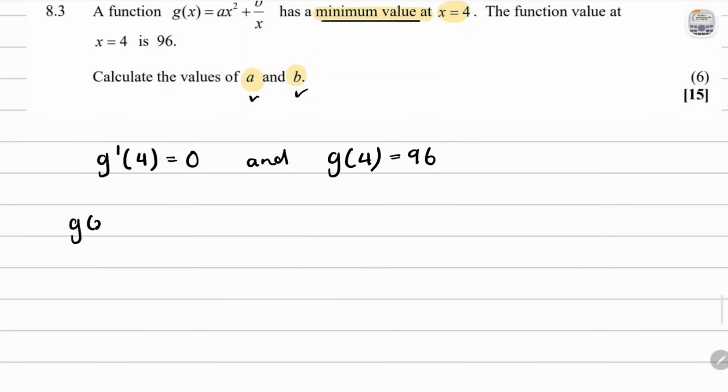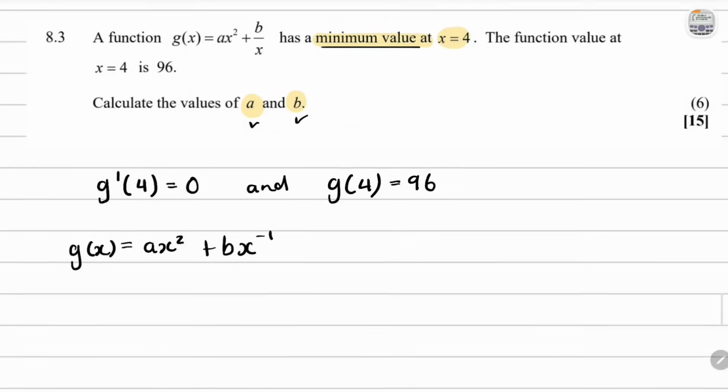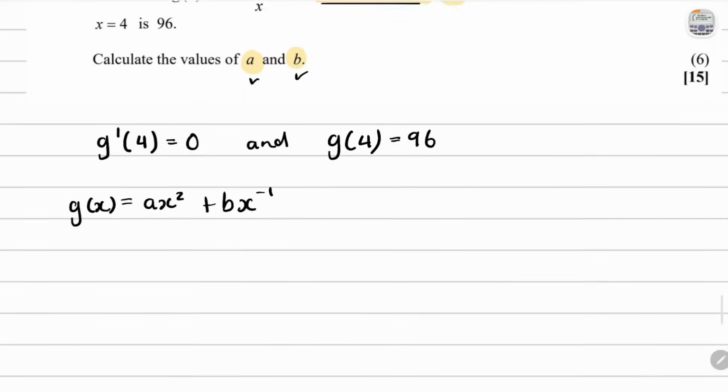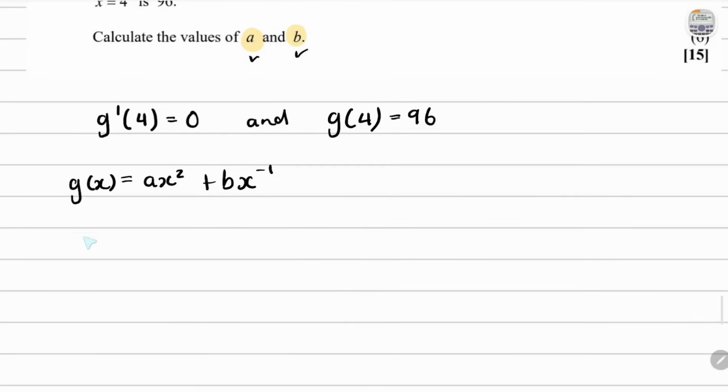So we'll rewrite g of x as g of x equals ax squared plus b, and then x raised to the power of negative 1. The exponent becomes negative when we move it to the numerator. And now we can go ahead and derive. So g prime of x is equal to coefficient times exponent, so that's a times 2, which is 2a, and then x, and then we'll say exponent minus 1, which is 1, and you don't have to rewrite that.